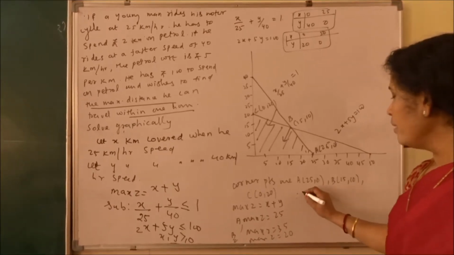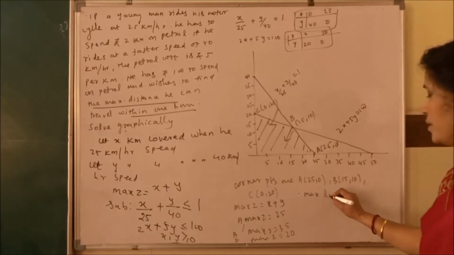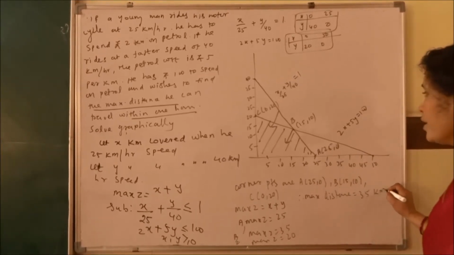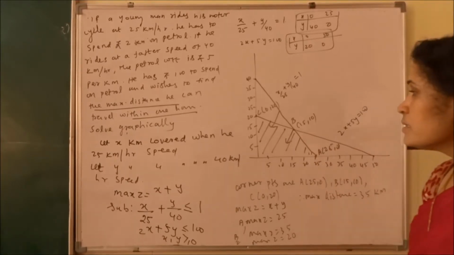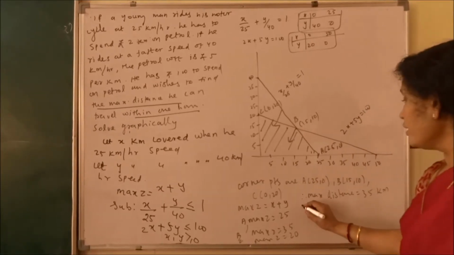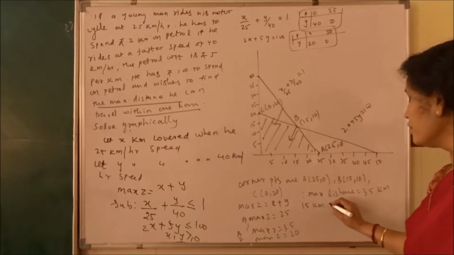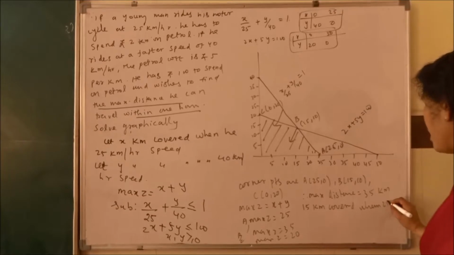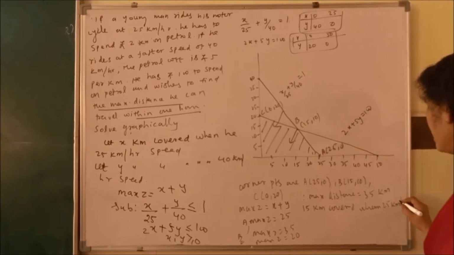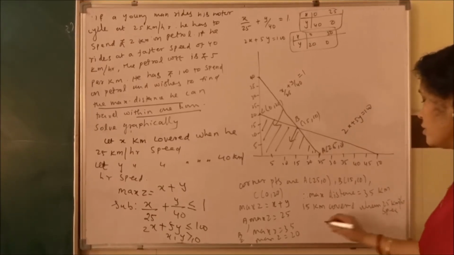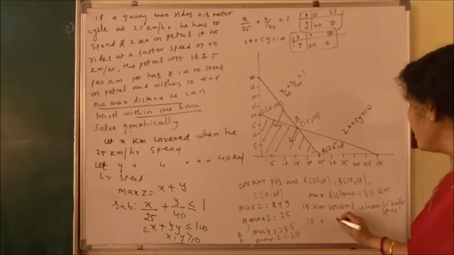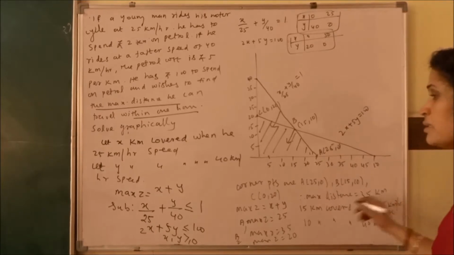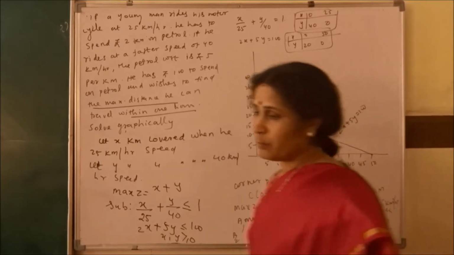So therefore the maximum distance he can cover is 35 kilometer. And this x is 15 kilometer covered when he is at 25 kilometer per hour speed, and 10 kilometer covered when he is at 40 kilometer per hour speed. Clear to you? So this is also one of the most important questions, keep that in your mind.